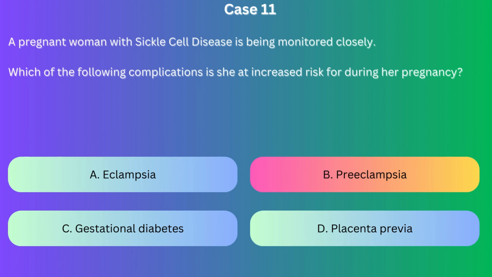Preeclampsia is a condition characterized by high blood pressure and often proteinuria. It can lead to serious, potentially fatal complications for both mother and baby. The pathophysiology of increased preeclampsia risk in sickle cell disease is not fully understood, but is thought to be related to endothelial dysfunction, inflammation, and hypercoagulability associated with sickle cell disease. Close monitoring and management of blood pressure and other maternal and fetal health parameters are essential throughout the pregnancy.